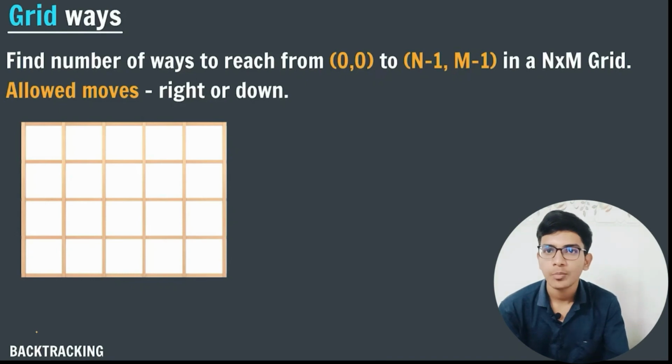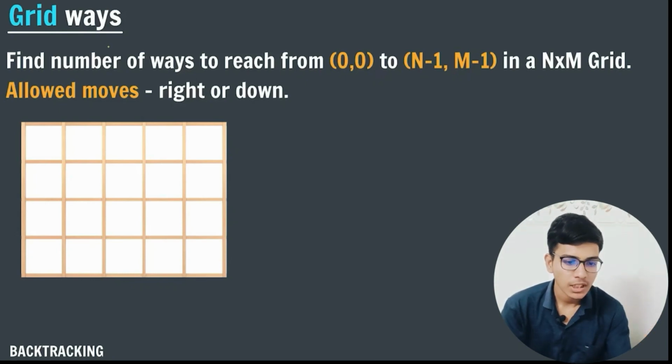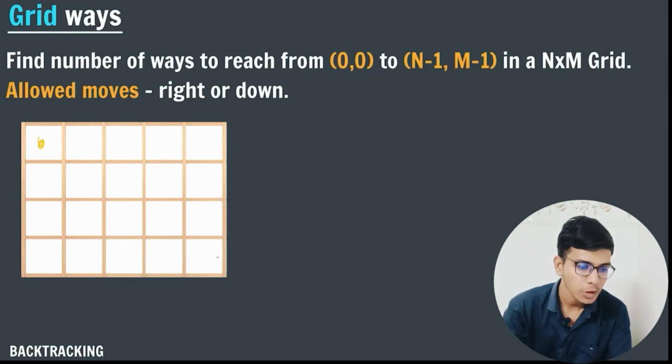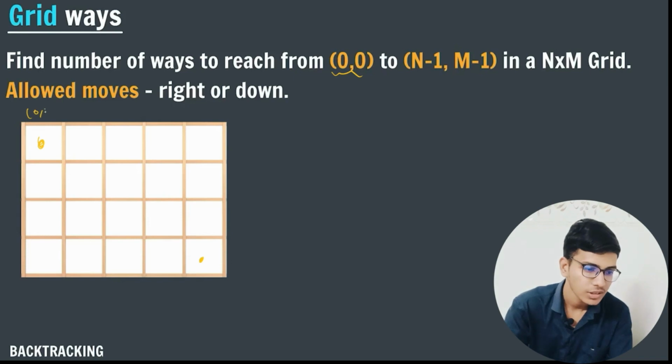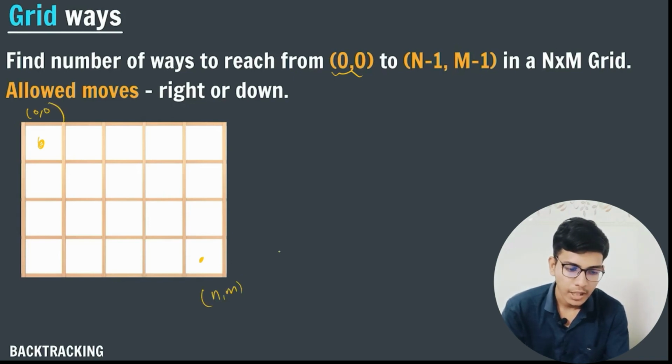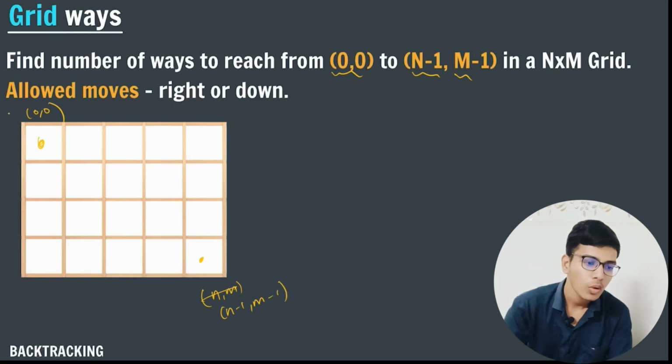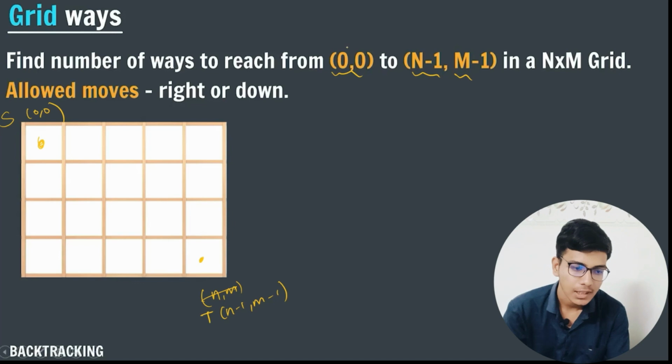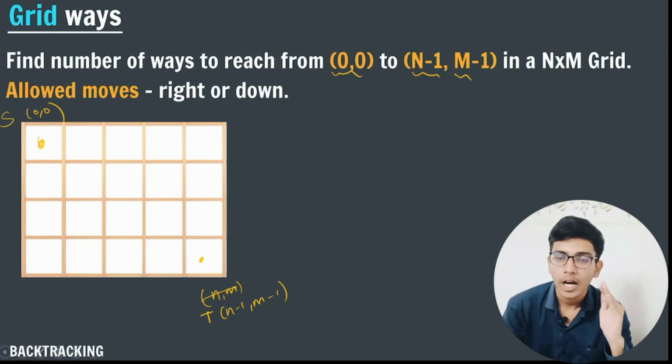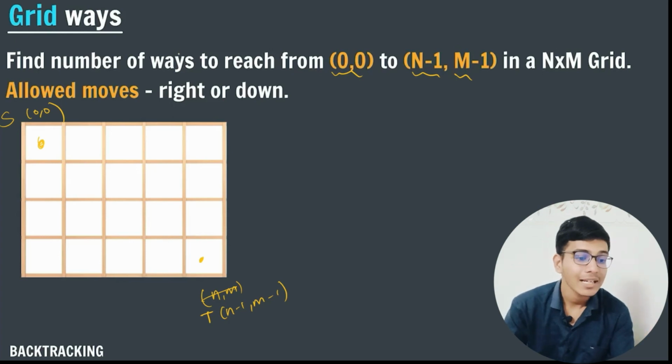Now let us talk about another important question, that is grid ways. So in this question, the user will give us a source and a destination. Let us consider that this is our destination. So the user will give us a source and a destination, that is 0, 0, and n minus 1, m minus 1. So this is my source and this is my target, and we need to tell the user how many ways are possible to reach from my source to my destination. This is the ask of my question.